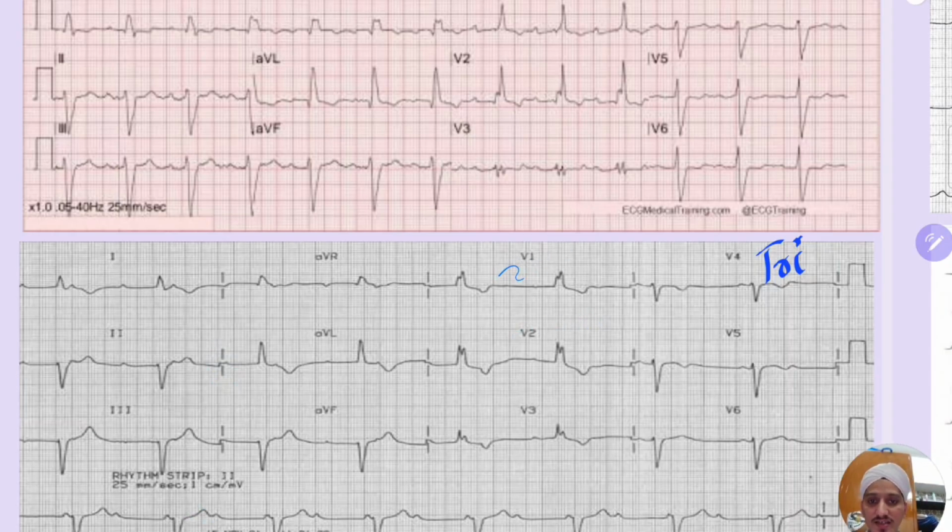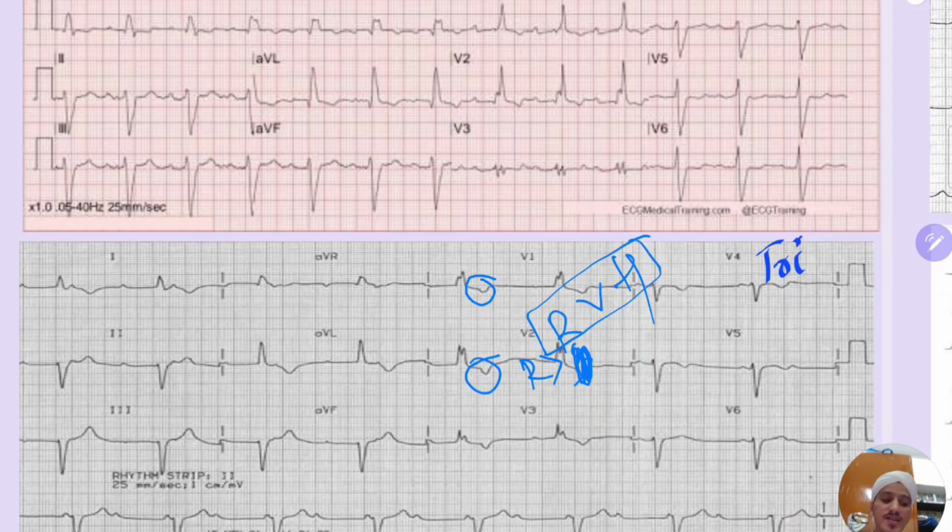You can see this strain pattern here. Strain pattern you are seeing in V1 leads. That means there can be right ventricular hypertrophy. Yes, of course, R is more than S in V1 and V2. You are not seeing any S wave. So there probably the axis deviation is left axis, but okay.